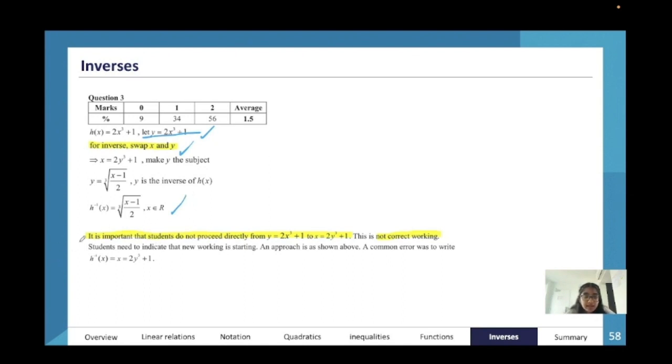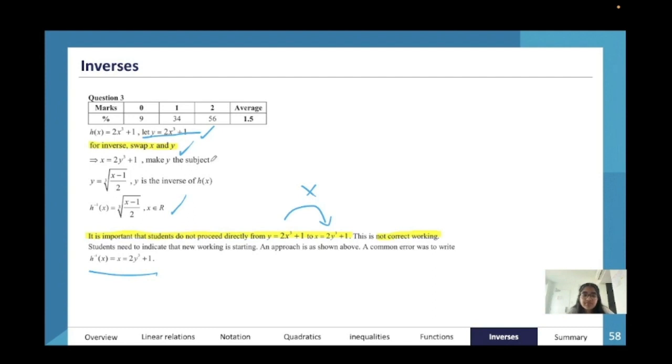And the report itself says that you're not supposed to proceed directly from this to this. So you can't just go directly. You need that step of swapping x and y. This is a common error. And obviously, we can't write it like this. We have to have the function in terms of x. So you can't write h inverse of x as something in terms of y. Not going to work out.